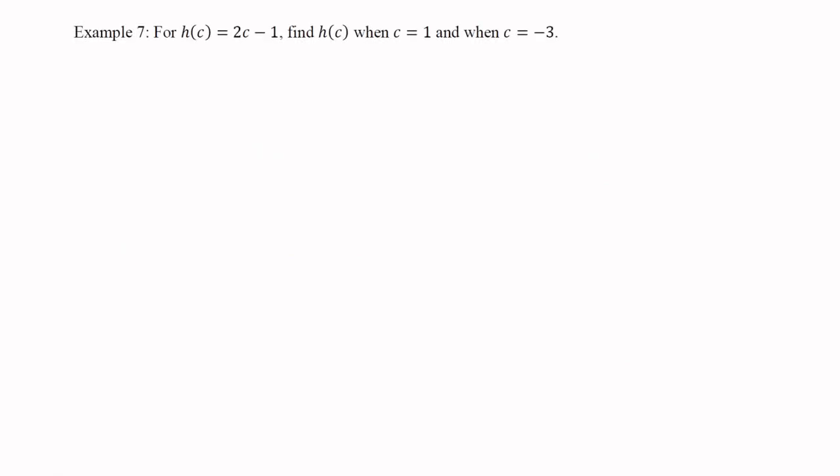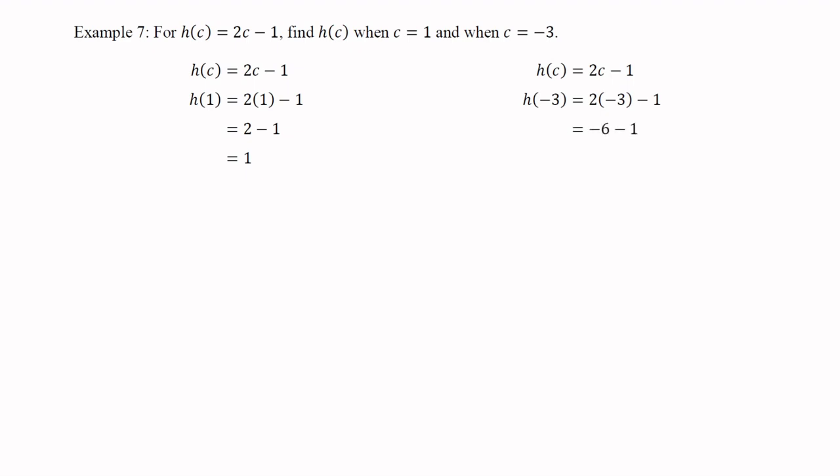For this example, we have 2c minus 1. We want to find when c equals 1, so we substitute in 1 for c. And we get 2 times 1 is 2. 2 minus 1 gives us 1, so h of 1 is 1. When c equals negative 3, we're going to plug in negative 3 for c. 2 times negative 3 gives us negative 6. Negative 6 minus 1 gives us negative 7.